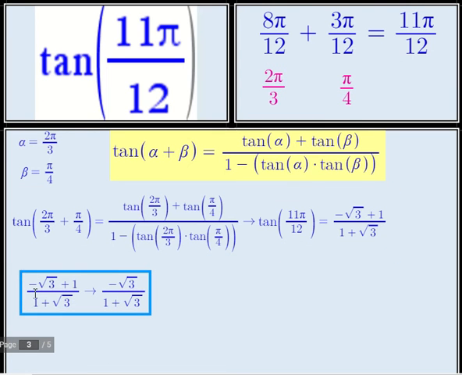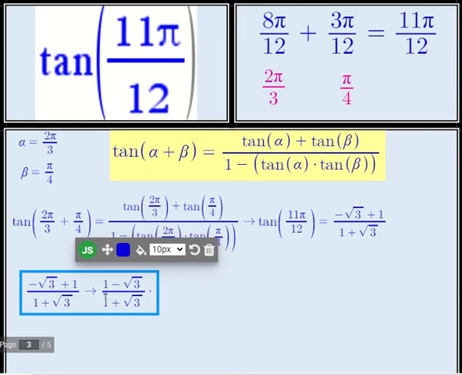Now, just to clean this up a little bit, I've got negative radical 3 plus 1. I can use the commutative property to just trade places and make that 1 minus radical 3. Because now the order is the same. I've got the radical 3 on the right for both the numerator and the denominator. So now the big idea is multiply by the conjugate. So 1 plus radical 3, the conjugate of that is 1 minus radical 3.